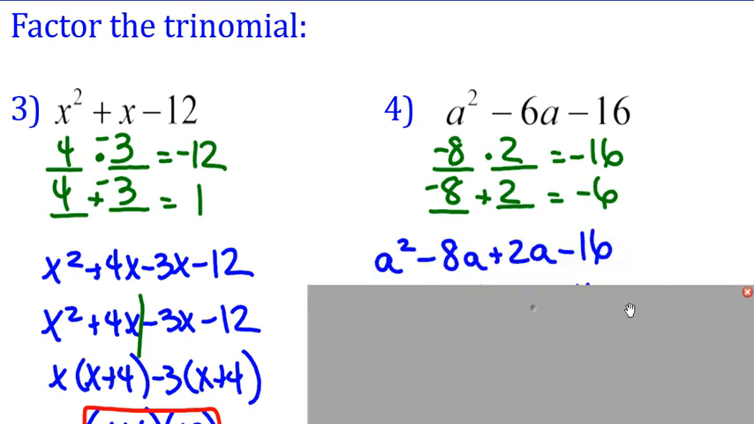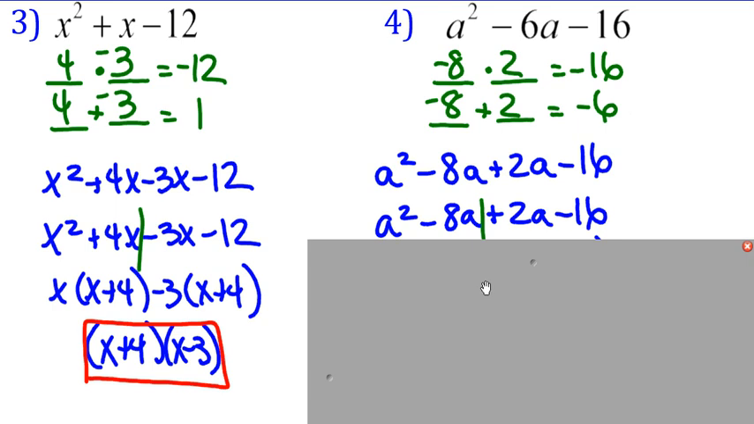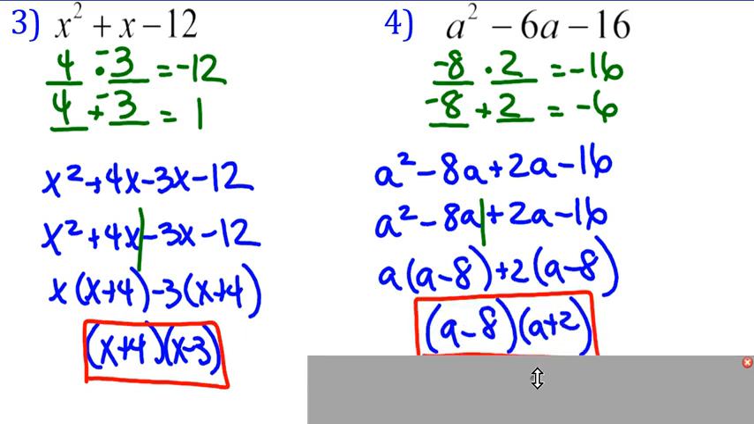So again, we could write it as 4 terms, look at it in pairs, and divide out what they have in common. The first pair we could divide out an a from each term, the second pair we could divide out a 2 from each term. So we'd have a times a minus 8 plus 2 times a minus 8. Both of them are being multiplied by a minus 8, that common factor, meaning that the other factor has to be a plus 2.